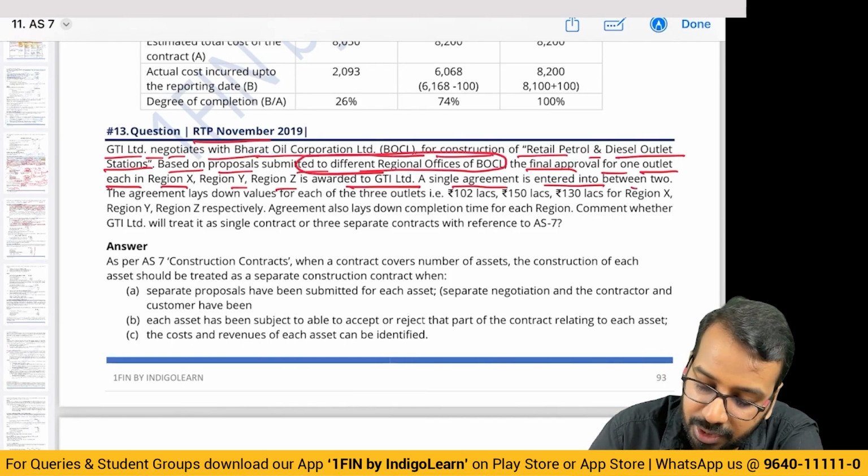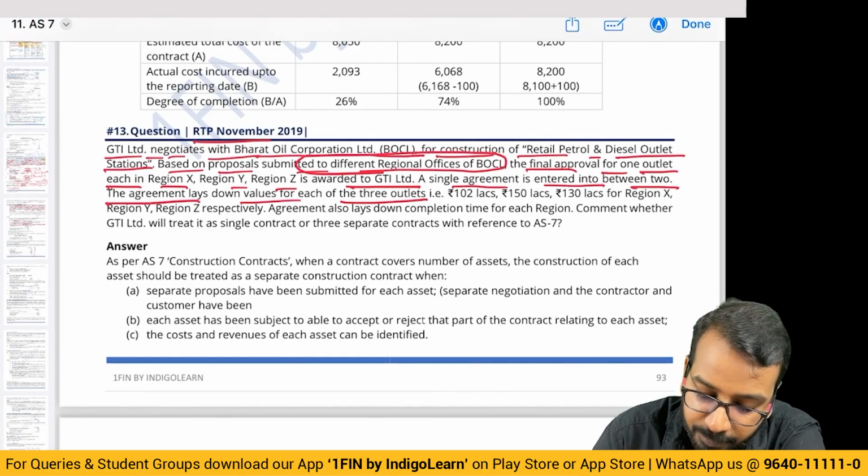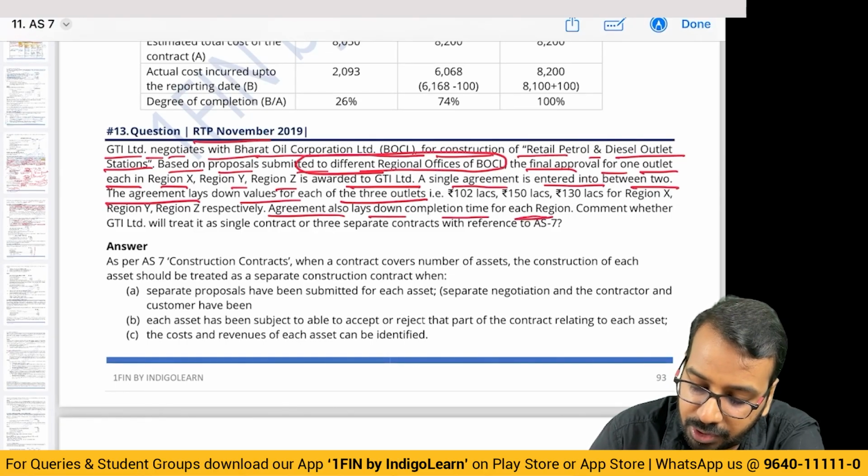A single agreement is entered into between the two. The agreement lays down values for each of the 3 outlets. The agreement also lays down completion time for each region. Comment whether they should treat it as a single contract or separate contracts.